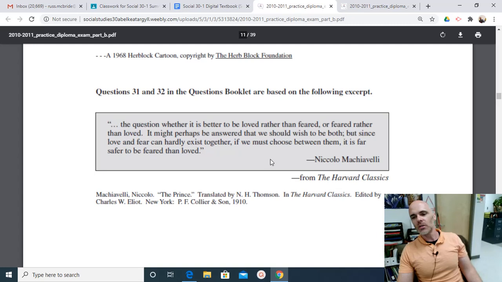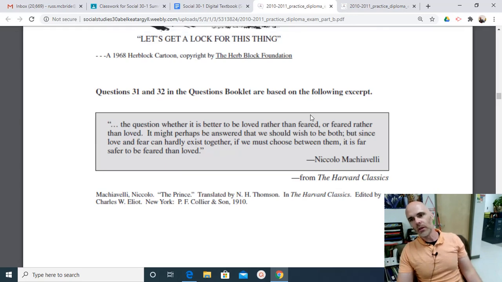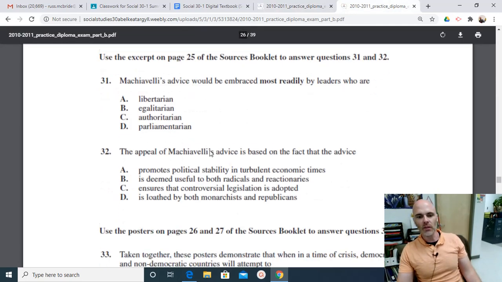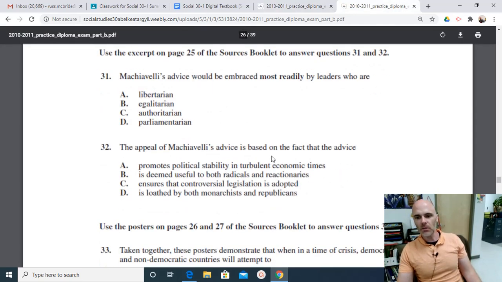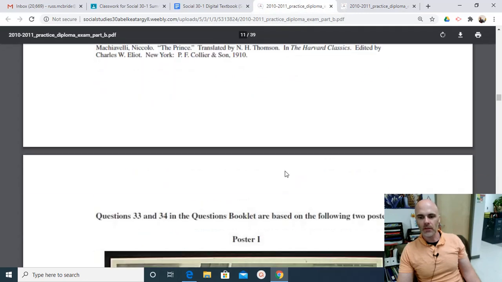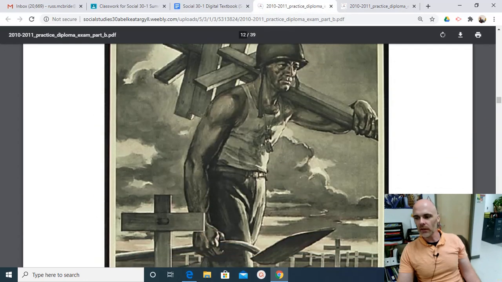If we must choose between them, it is far safer to be feared than loved. So who wants to be feared? Probably the authoritarian. Boom, too easy. The appeal of Machiavelli's advice is based on the fact that the advice is deemed useful to both communist radicals and fascist reactionaries. So, sped things up, went through that one quickly.